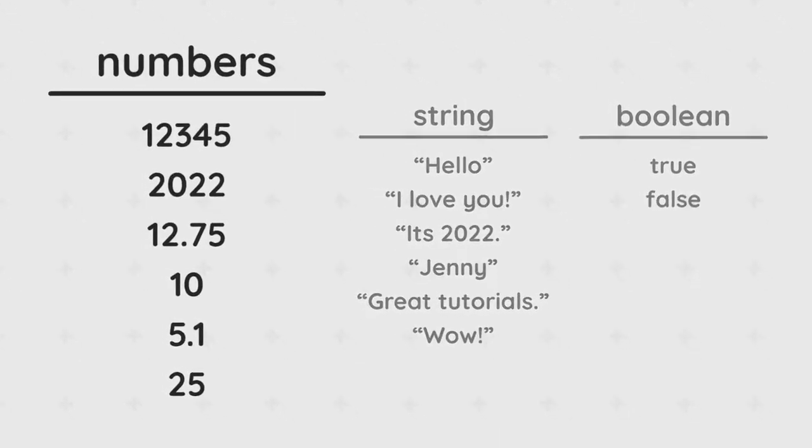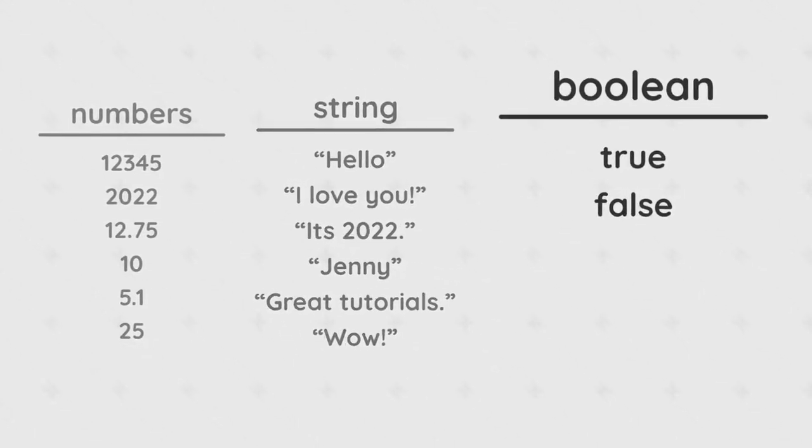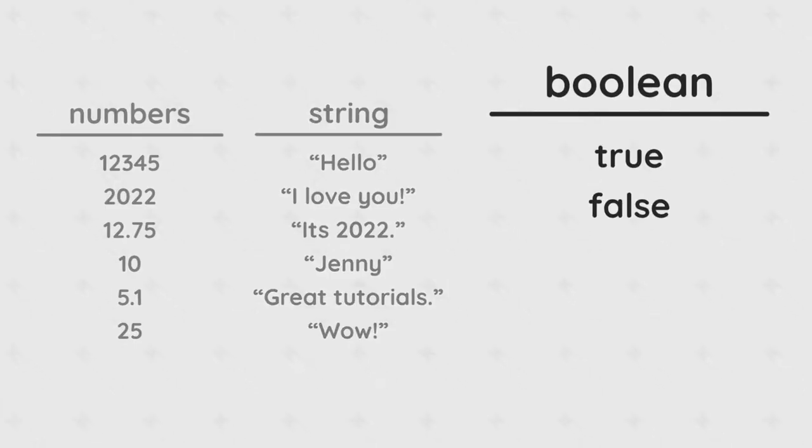Numbers include both whole numbers and decimal numbers. A string is basically a text, a sequence of characters. And a Boolean is a data type with only two states, true or false.